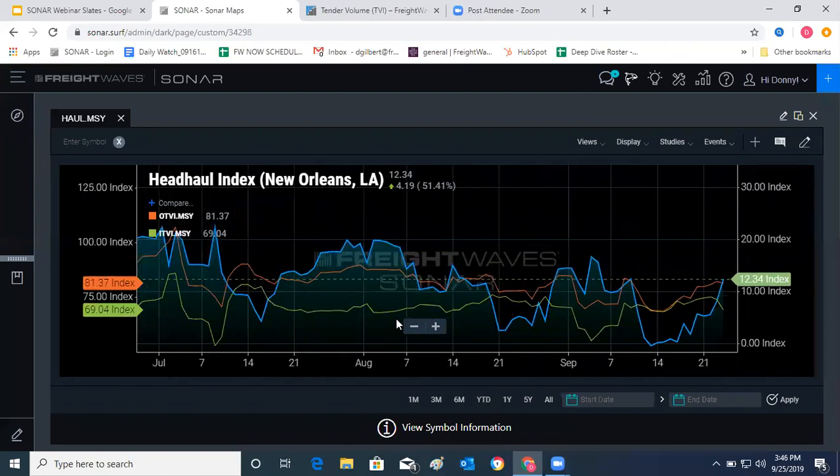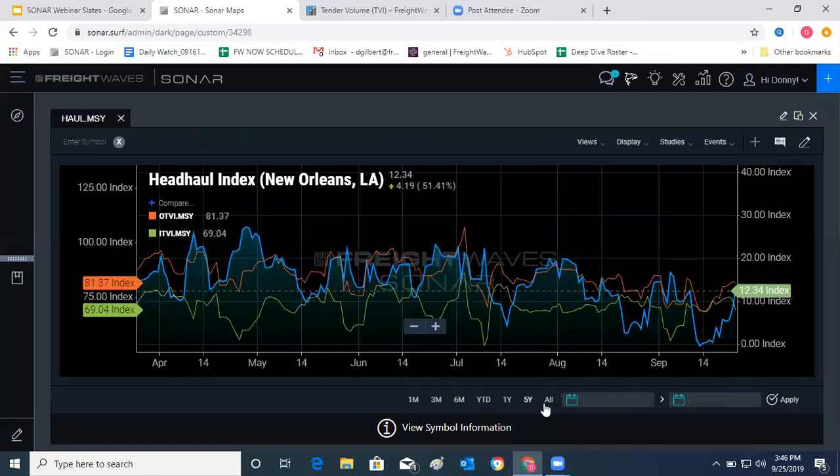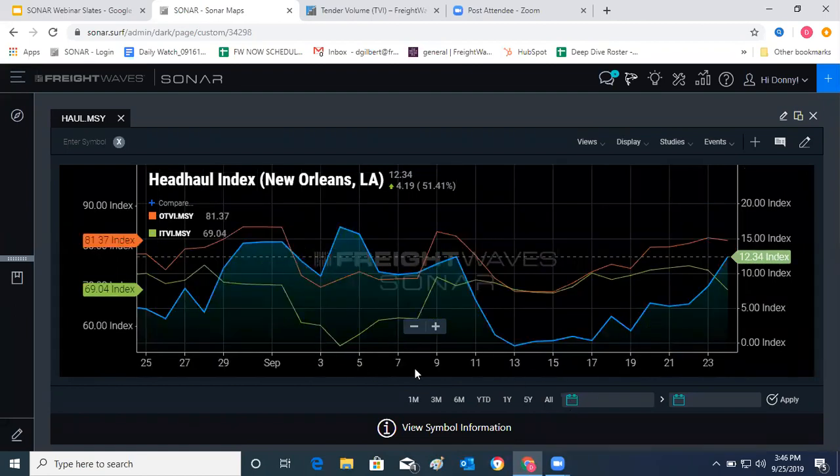I can zoom out a little bit, or I can simply go down here and pick 1 month, 3 month, and 6 month, year to date, 1 year, 5 year, and see all the information that we have. So here I actually want to keep it down to about a month. I like looking at the trends that are going on in the markets, which really, mainly over the last few weeks, we see our Headhaul Index has been climbing. It's up to 12.34 points. It's a positive number. Therefore, we have more loads in the market than we do trucks. Tight capacity pushes our rates up.